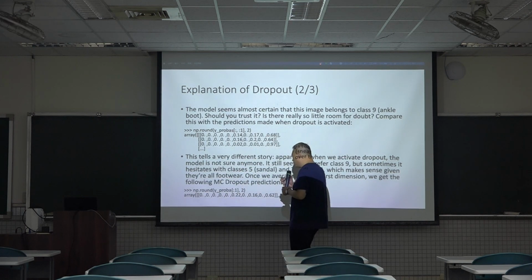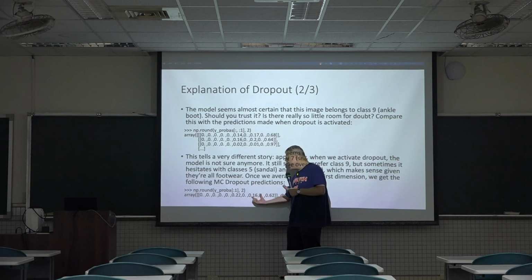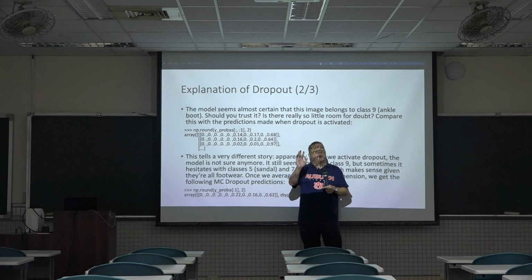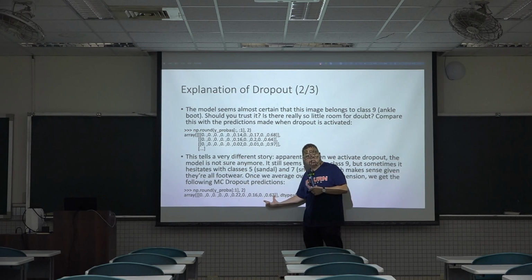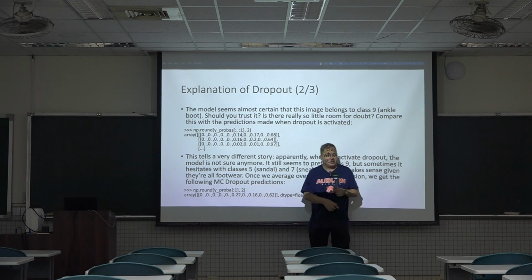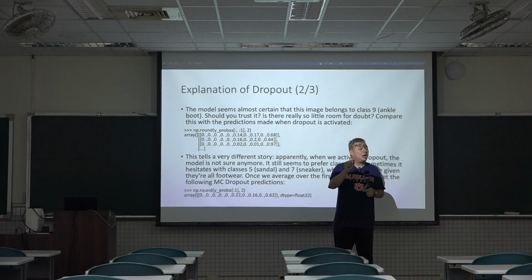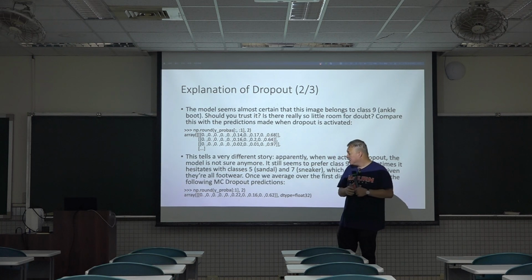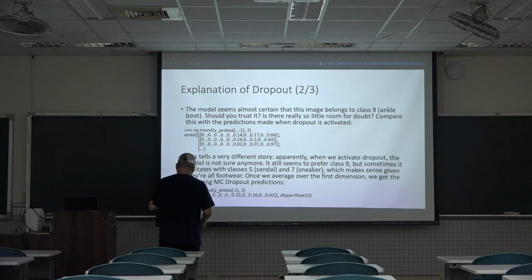For class 5 it's 22%, for class 7 it's 16%, and for class 9 it's 62%. Of course, the highest probability is still ankle boot, but you can see it could be class 5 and class 7 with a non-negligible probability. And this is important. Why is this important?